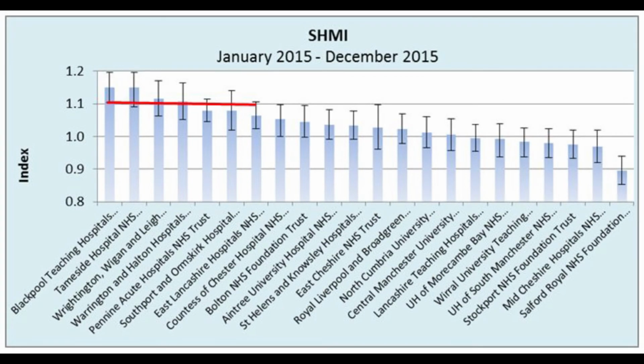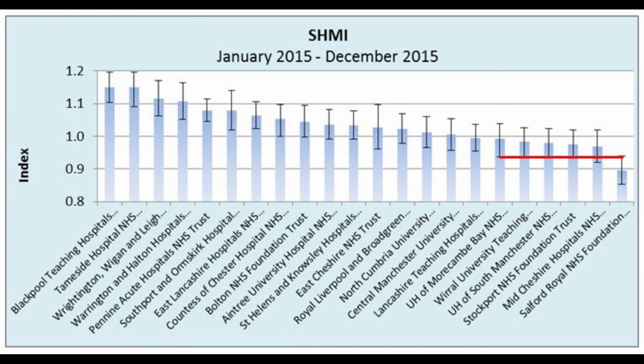So, for example, the lower limit for Blackpool is lower than the upper limit for the next 6 trusts. And similarly, the upper limit for Salford is higher than the next 5 trusts. In both of these situations, there is no statistical difference at the 95% confidence level between the chosen trust and many of their neighbours. Oh, I see.